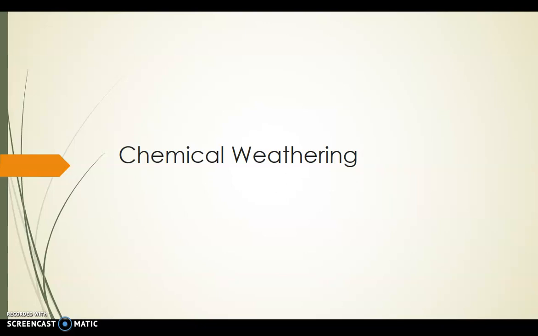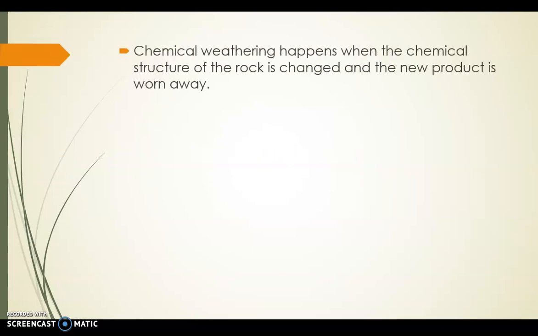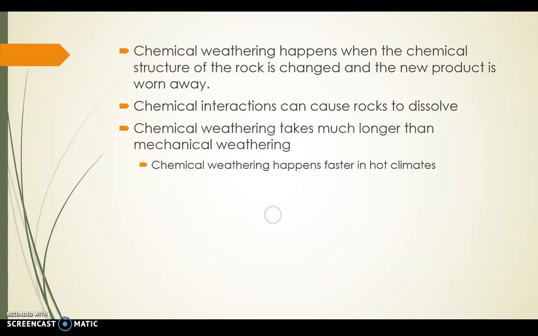So if we do change the chemical structure, so instead of just breaking up your cookie, you put the cookie into coffee. Well, now you're going to have a new product. It's not going to taste like a cookie anymore, right? So, chemical weathering happens when the chemical structure of the rock is changed and the new product is worn away. Chemical interactions can cause rocks to dissolve. Yeah, I know, hard to imagine, but rocks do dissolve.